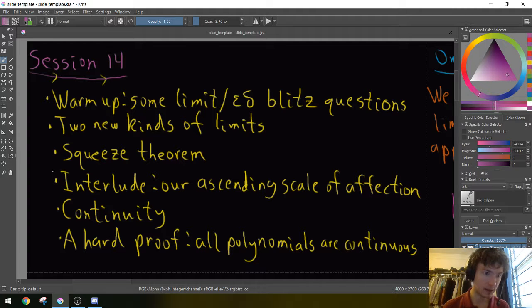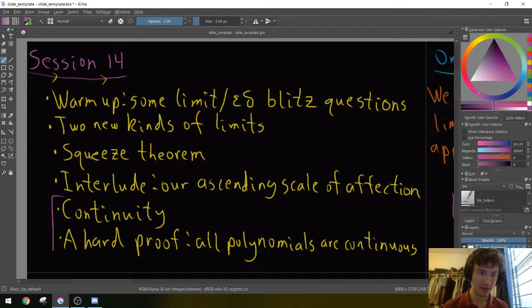Then I want to take a quick interlude about halfway through to just preview the rest of the course, since we're doing calculus proper now, to give just a context and a big picture view of where we're going. And then we'll do the continuity stuff, which is the main deal.